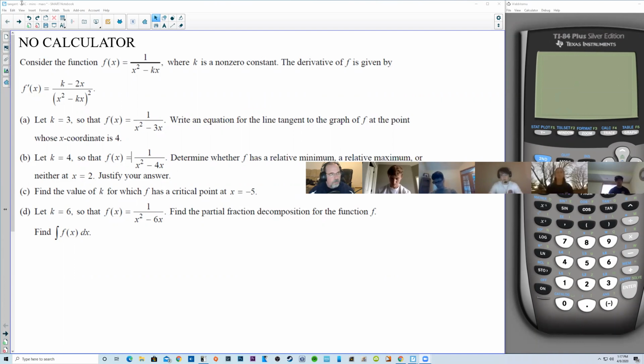All right, we have, where's my cursor? There we go. A non-calculator problem to start out with. Consider the function f of x equals 1 over x squared minus kx. So notice I got that k in there, where k is a non-zero constant. The derivative of f is given, so they give us the derivative. We probably could have figured that out on our own, but they give it.